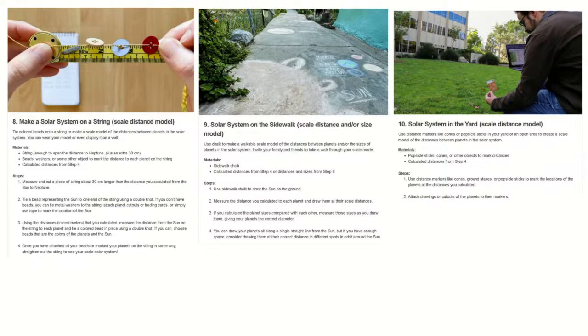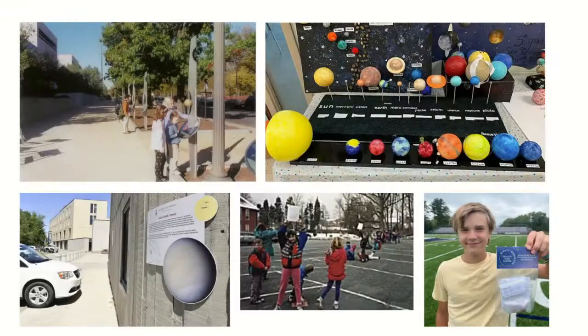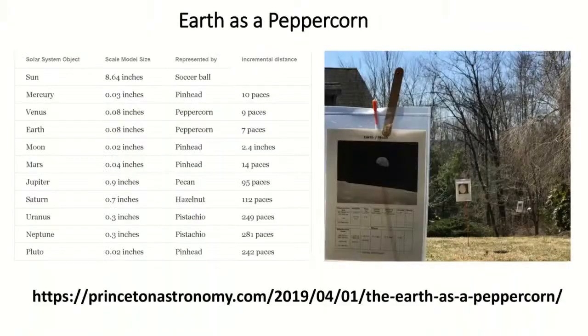And so Mercury, let's see, let's go forward just a little bit here. I'll show you. Here we go. Mercury is something tiny, size of a pinhead. Venus and Earth are peppercorns. Saturn's a hazelnut, and so on. And so you just come up with creative ways of doing this.